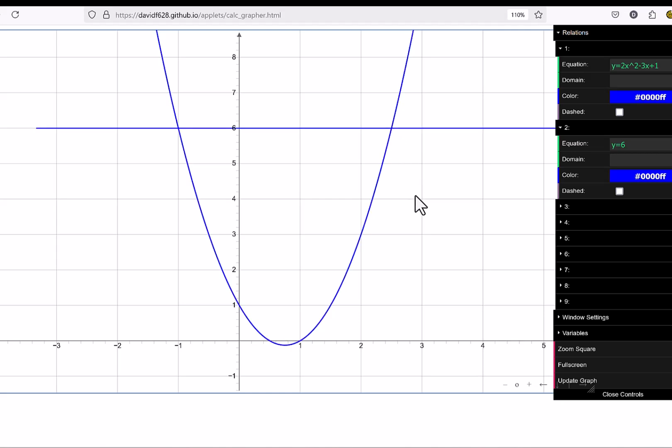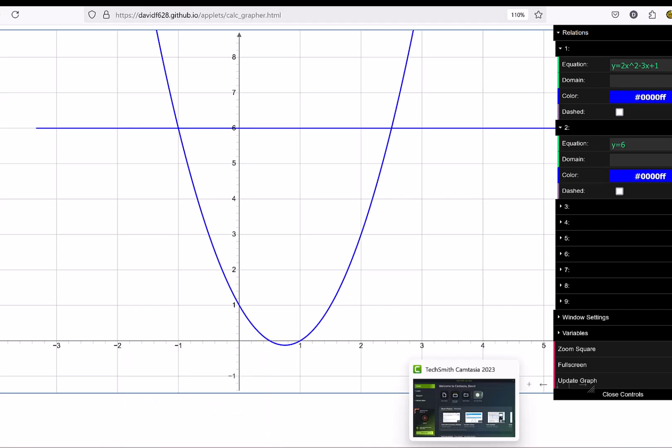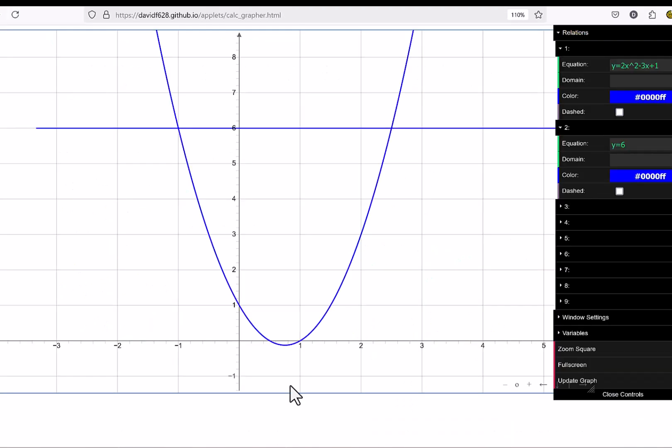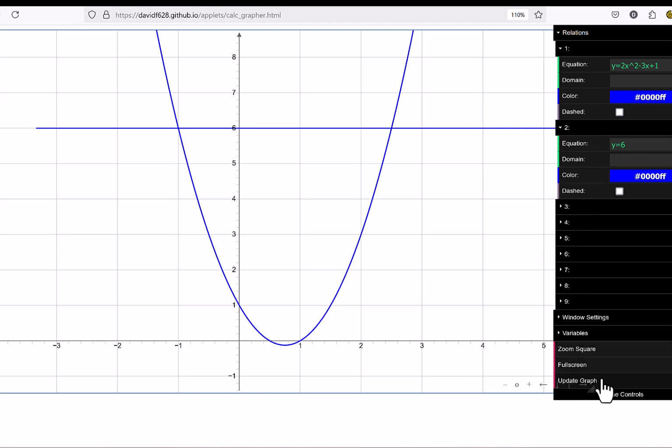But the values that I've come up with, if you'll note, this one here, those were -1 and 5/2. So let me go over and graph those as vertical lines, because they are vertical lines. So x equals -1.